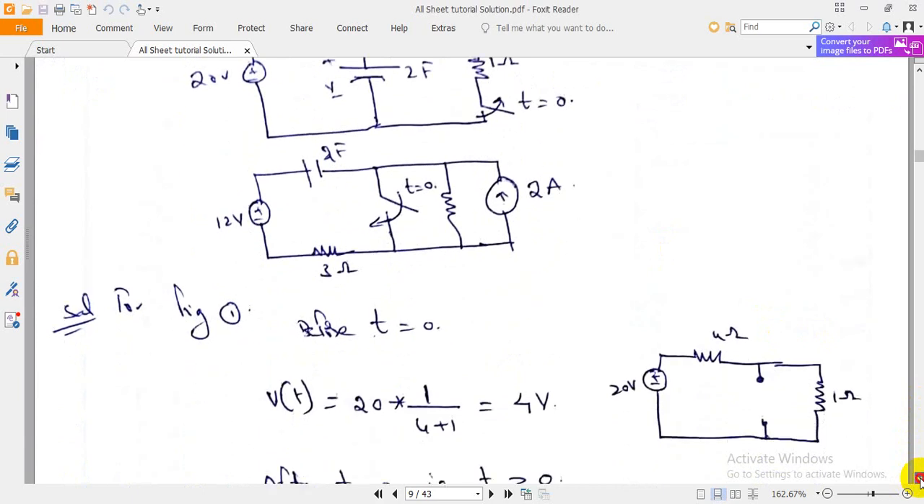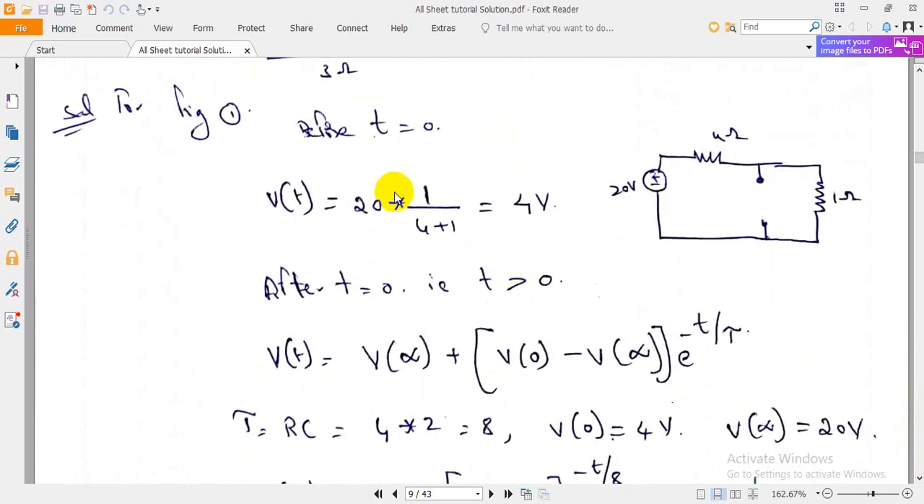Coming to the solution, for t less than 0, first we will calculate RC. Depending on this circuit, we will calculate RC, and also we will find V of 0, that is t less than 0, and V of infinite, t greater than 0. So what are the values we need to find? This is the formula for the step response of an RC circuit.